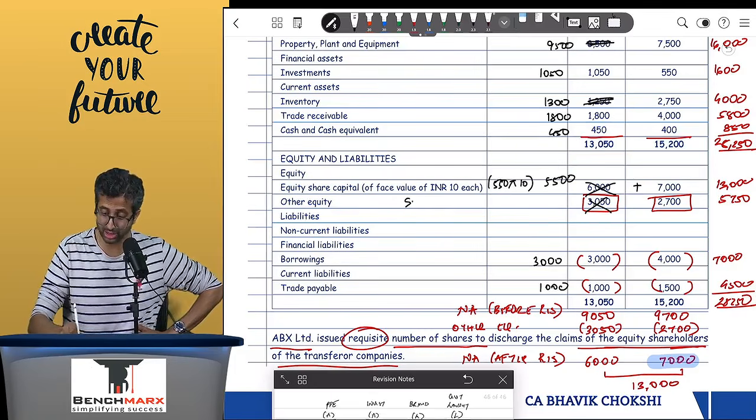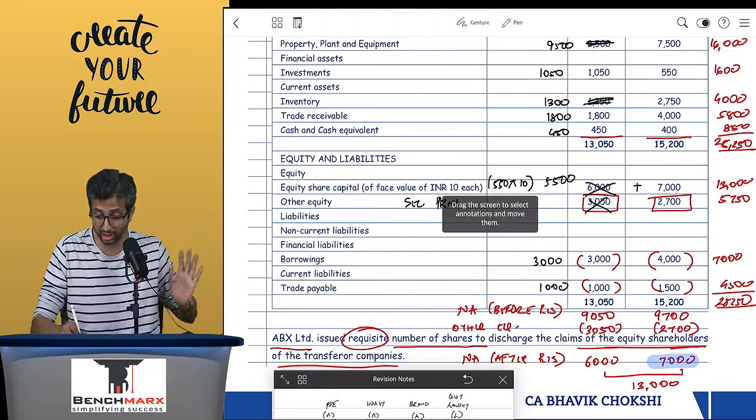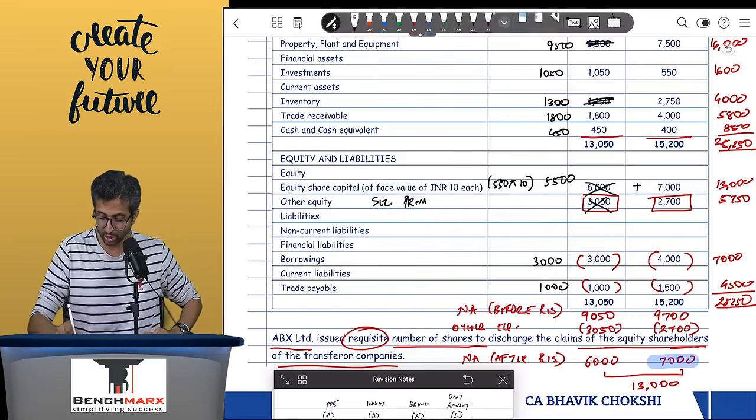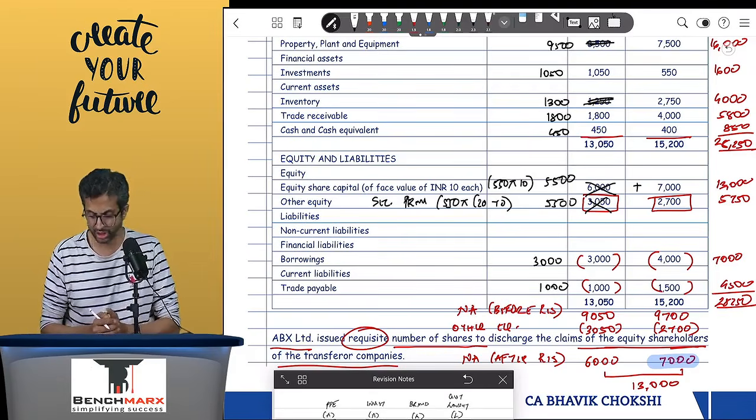In this question, the institute has taken it. Students do sometimes ask that in other questions they might not have taken it for reverse acquisition. In this question, they have taken it, so we currently solve and take this. So this is 550 into 20 minus 10, and hence this is another 5500. This will be a part of the securities premium.